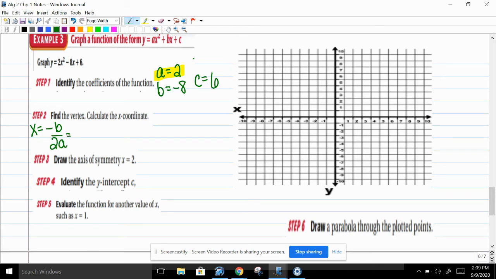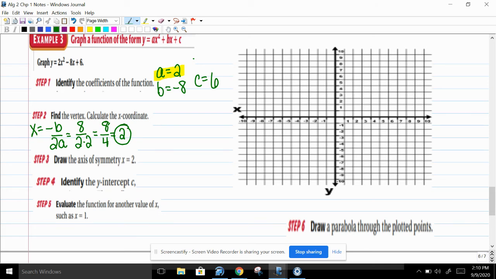Okay, so because b is -8, the opposite of b would be +8 over 2a. 2 times a, which is 2. So that is 8 divided by 4, which is 2. So the x-coordinate of my vertex is 2.